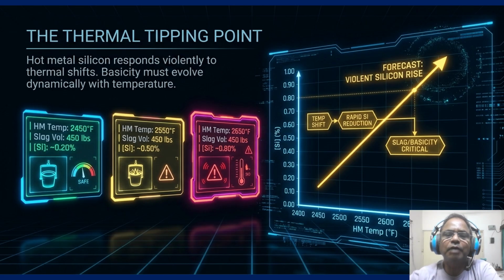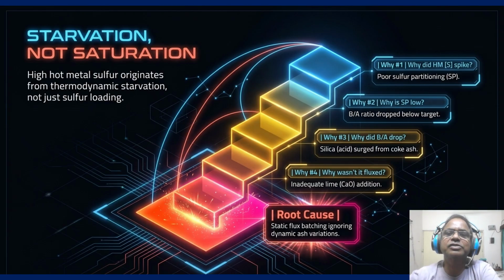So coming to our next slide, which is about starvation, not saturation. High sulfur means your slag is starving, not overloaded. Adjust flux in real time to feed the reaction and restore the balance.